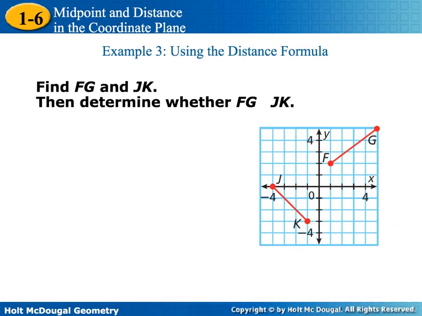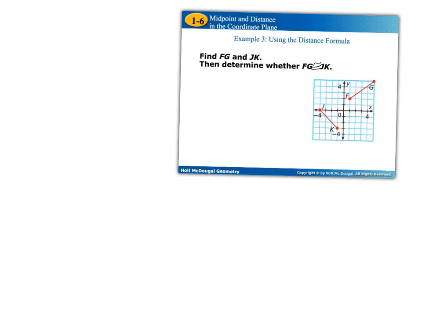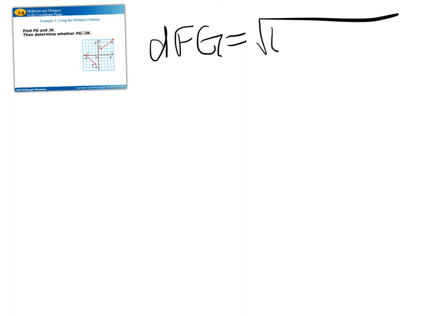Okay, so let's put this into an example. Example 3, using the distance formula, they want us to find FG and JK. Then determine whether FG is congruent to JK. So first, I'm going to find the distance of FG. I use my square root. I'm going to have x2 minus x1 squared plus y2 minus y1 squared.